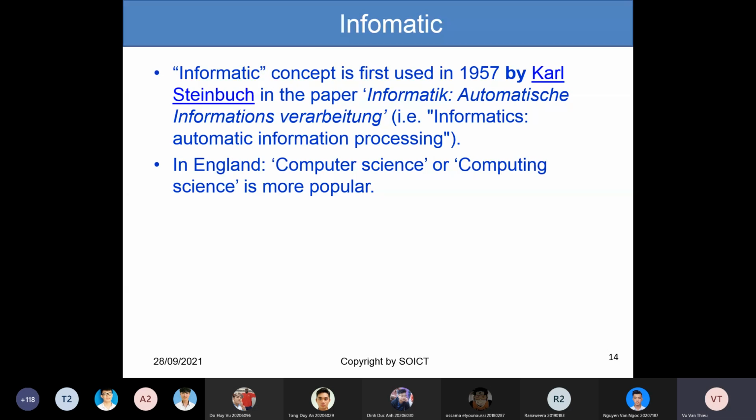And it was defined in Germany by Steinbuch. But in England, the concept of informatics is not popular. In England, they use the concept of computer science or computing science. That's the most popular today.